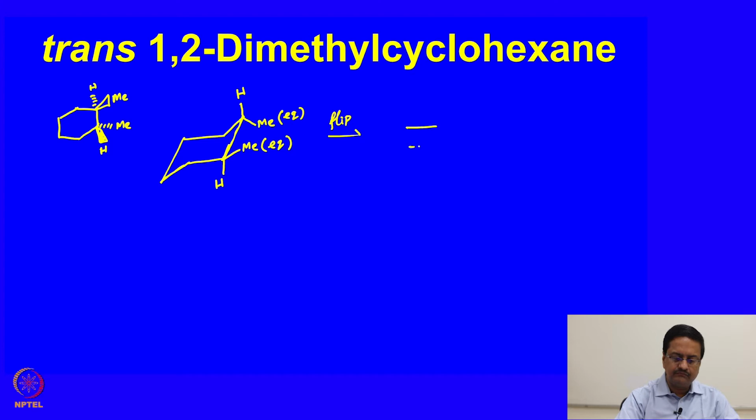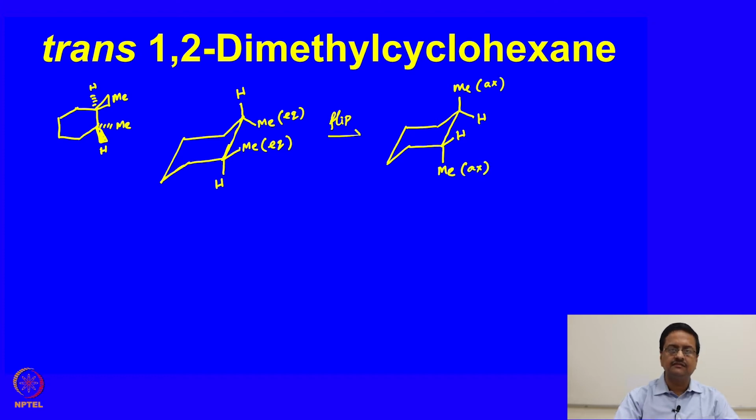On flipping, the methyl here would go up, the hydrogen there will come down, this hydrogen will go up, and this methyl will come down. So it becomes diaxial from diequatorial. Let us now try to draw the Newman projection of these two, looking at those bonds as we had done in the previous case, and we number those atoms as usual.